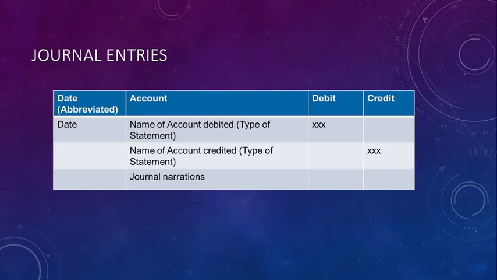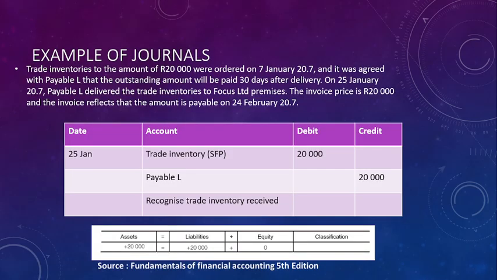Now let's dive deep into this. Let's look at an example, right? So in this example, it says that trade inventories to the amount of 20,000 were ordered on the 7th of January 2007. Now, one thing that I want you guys to notice when it comes to accounting, look at your dates. I repeat, look at your dates. Read carefully. The marks are in the detail, right? That's what I can tell you. So you need to read carefully. So I'll repeat that again.